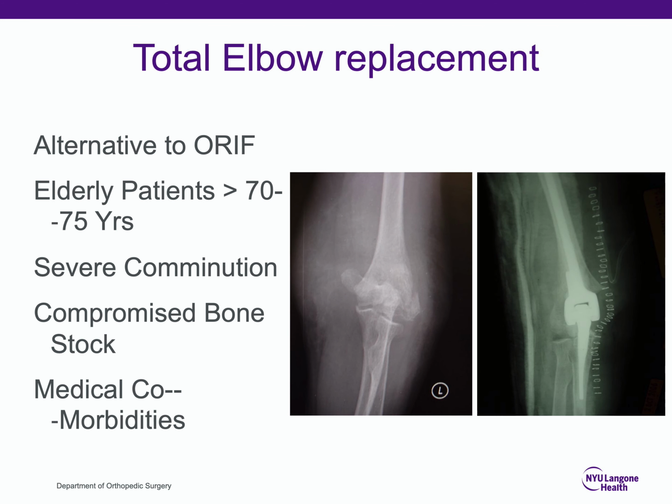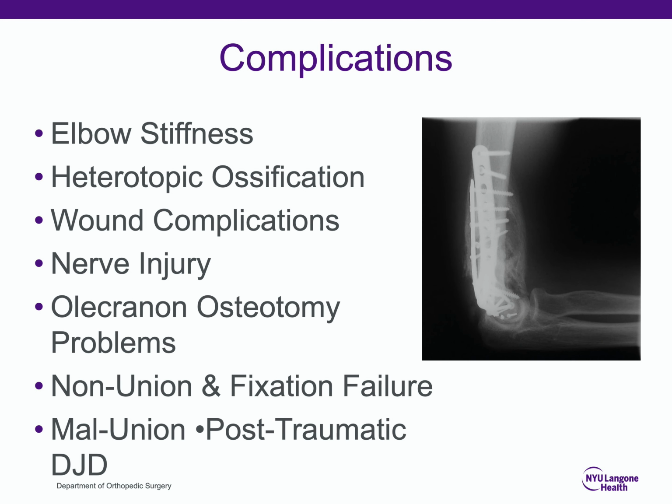Total elbow replacement is usually reserved for elderly low-demand patients with compromised bone stock, possibly pre-existing arthritis, whether osteoarthritis or rheumatoid arthritis. The advantage of doing a total elbow replacement is that you can allow early range of motion. The downside is that the patient has a lifetime restriction of how much weight they can lift. That's anywhere between 5 and 10 pounds, based on the study you read.